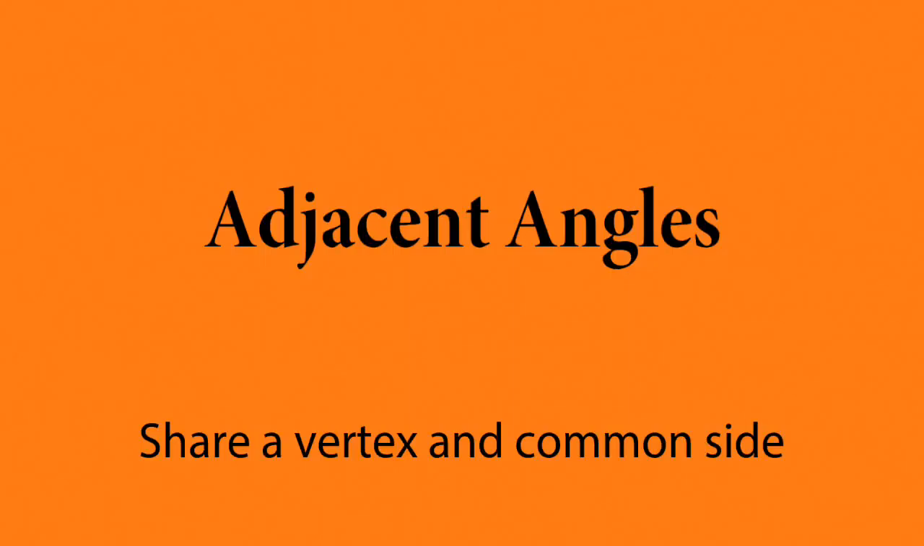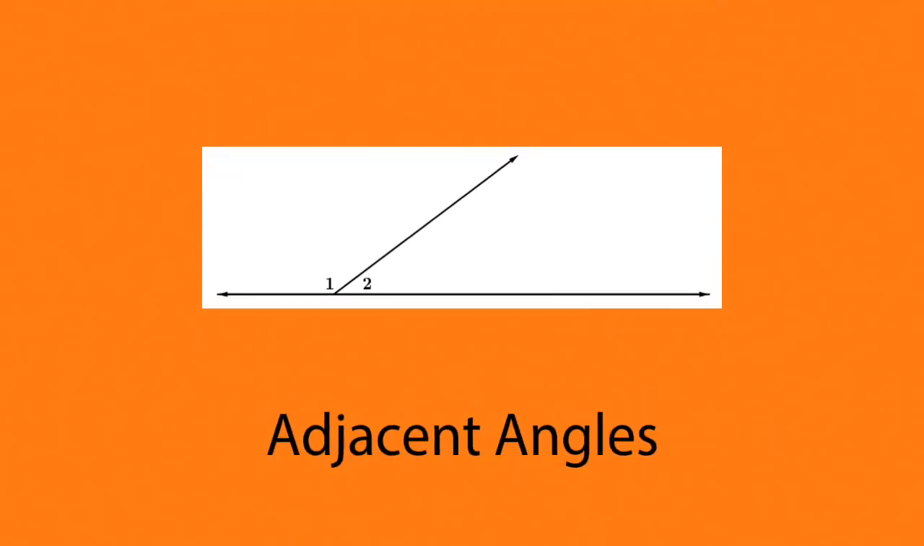Our next definition is that of adjacent angles. Adjacent angles are two angles which share a vertex and a common side. This is an example of two adjacent angles. Note, angles 1 and 2 share a vertex and they share a common side.